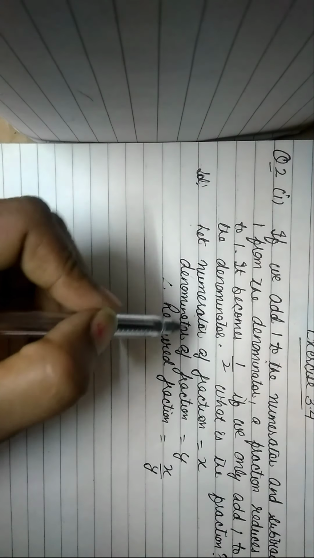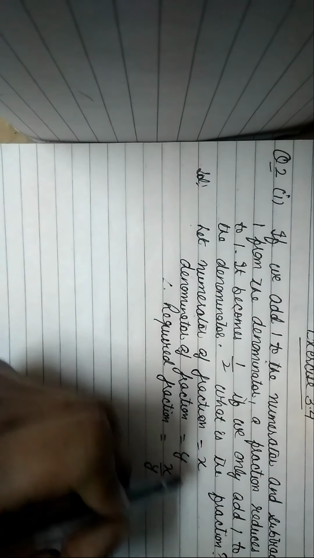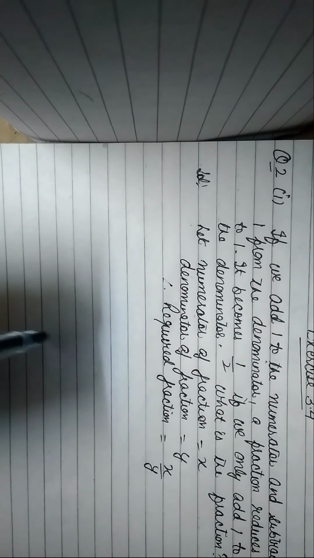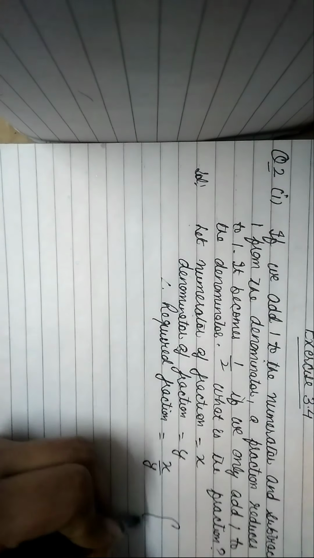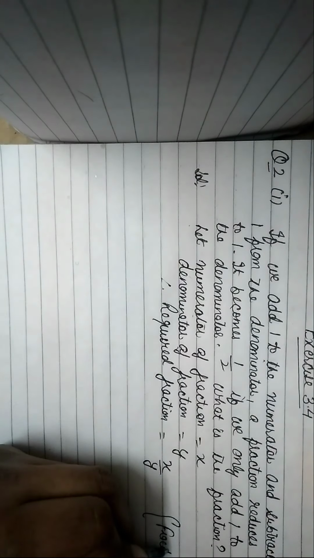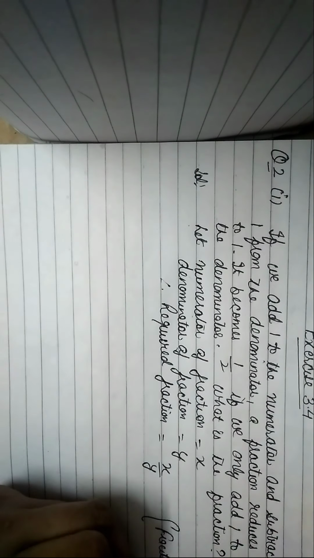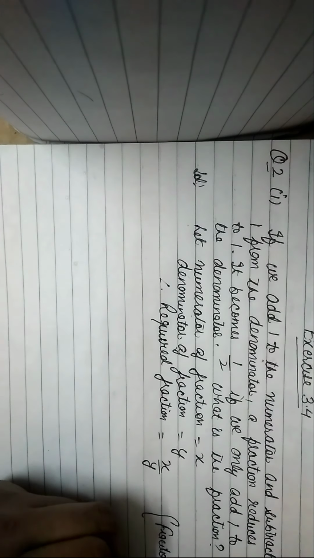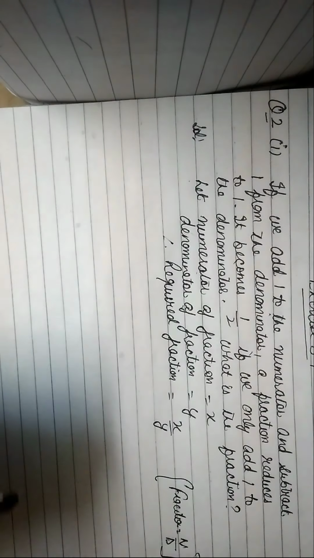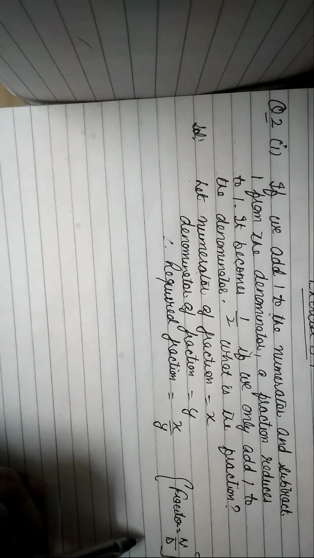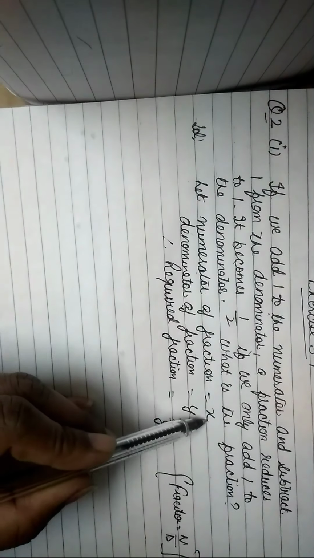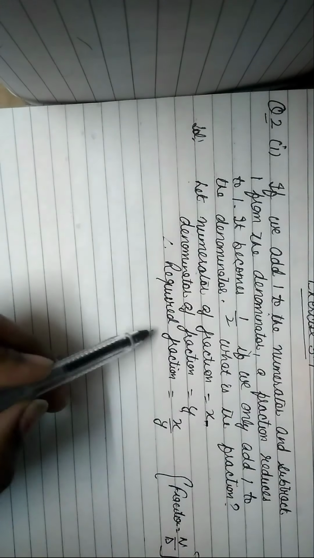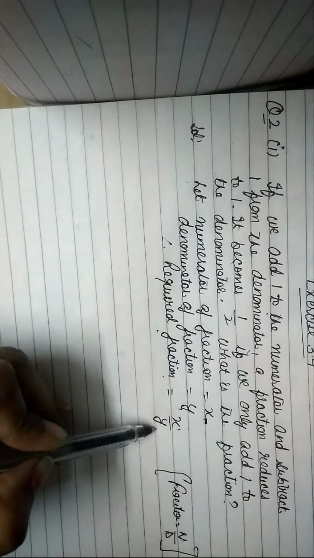Solution. Let the numerator of the fraction be x and the denominator of the fraction be y. You all know what a fraction is. Fraction is numerator upon denominator. Now we assume that the numerator is x and the denominator is y. So our fraction is x upon y.